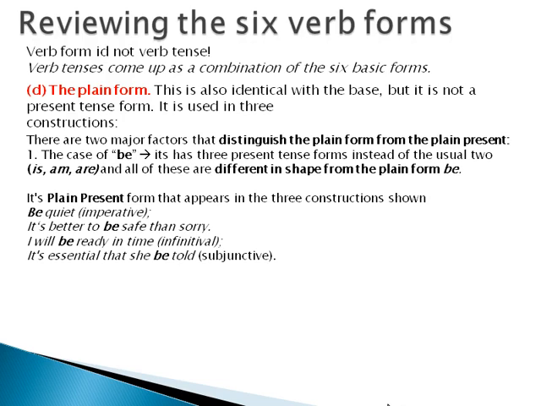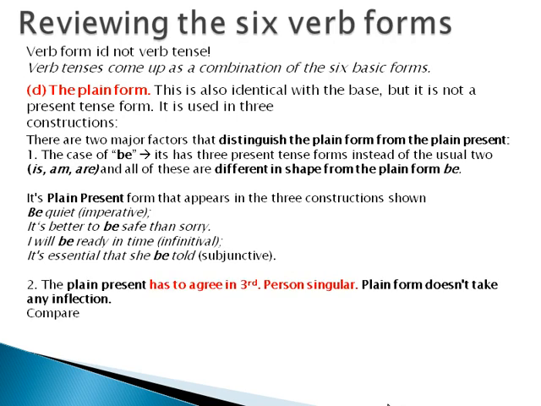It is essential that she be told about this. In this case, the verb is part of a noun phrase, for example, that plays the role of the object. In the case of a subjunctive, the present plain form is essential. He be told. It's essential to be told. It's essential that we be told.